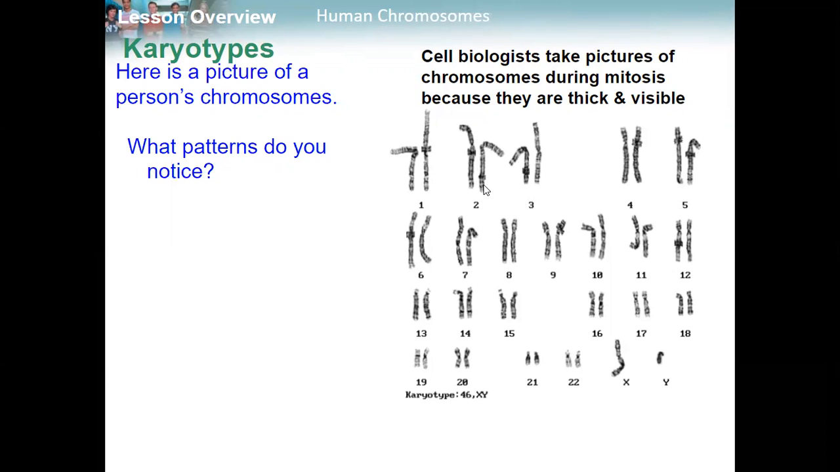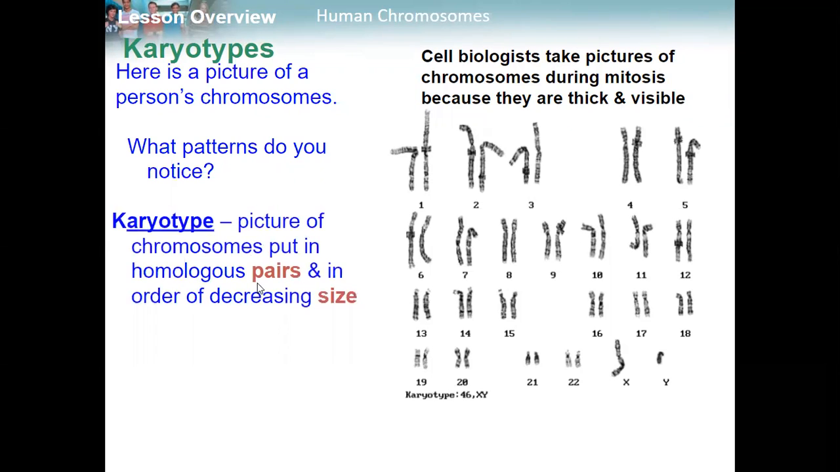The other pattern that you should notice, other than them being paired, is they go in size order. Now, I know some are bent and some are straight, but that's the job of the scientist to arrange them in terms of size order. If you see these pairs, we call them homologous pairs, and those homologous pairs will have the same size and they'll hold the same type of information.